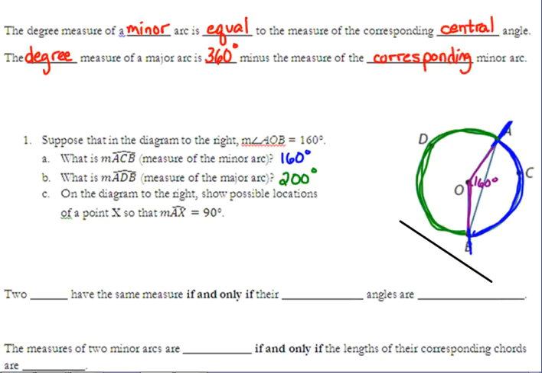Now part C: on the diagram to the right, show possible locations of a point X so that the measure of arc AX is 90 degrees. I want y'all to think about that for a second. See if you can come up with a possible location for a point X on the circle. X has got to go on the circle somewhere, and we want the arc from A to X to be 90 degrees. We start at point A, end up at X, and it's got to give us 90 degrees. Put a point on your circle.